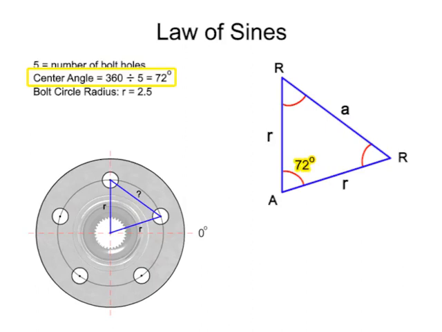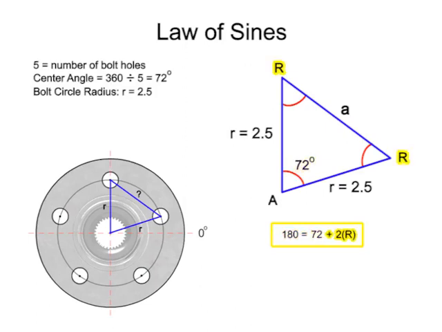We also know the value for two of the triangle sides. Since each bolt hole is on the bolt circle, those sides are equal to the radius of that circle. Next, since the two sides are equal, we know that the angles opposite the two sides are also equal. And finally, since there are 180 degrees in a triangle, one of the angles is 72, and the other two are equal, we can solve for the other two angles.